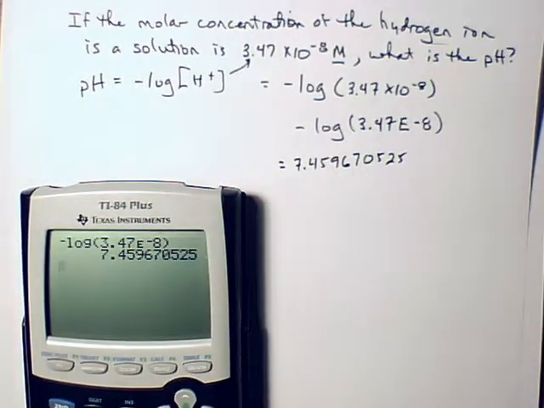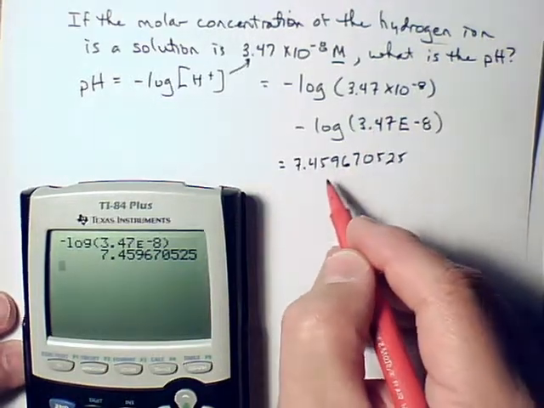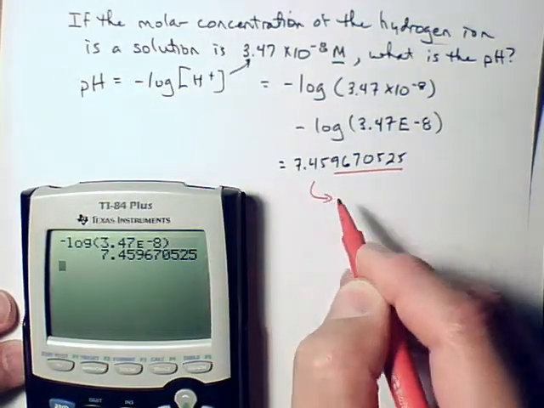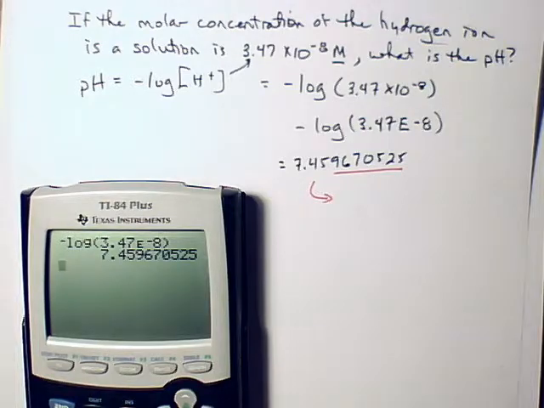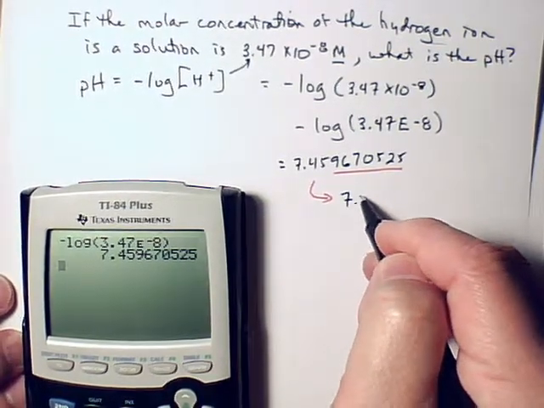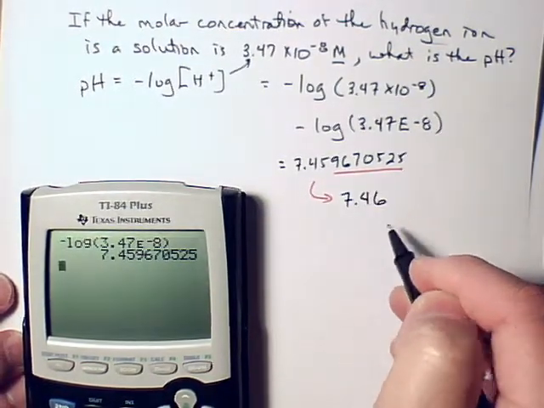Okay? And so we're going to round that off then to 3 digits. And we're going to calculate our pH to be 7.46.